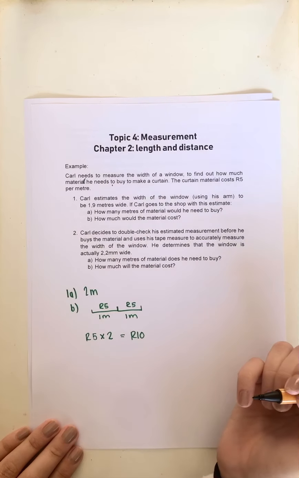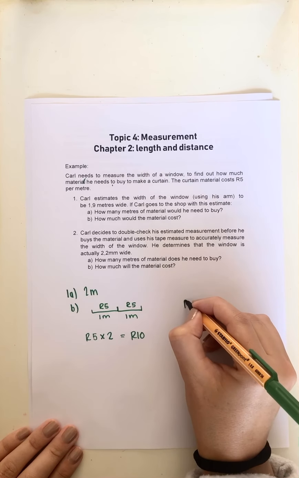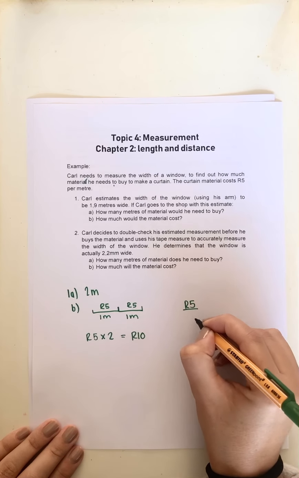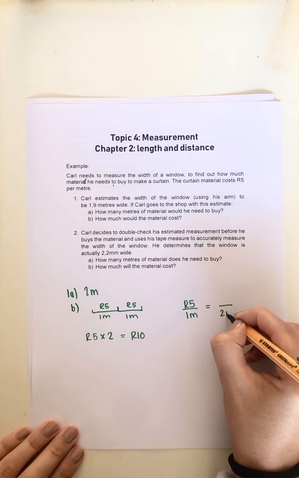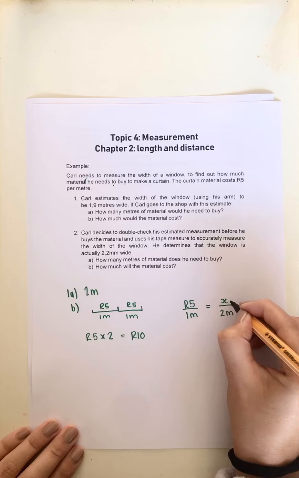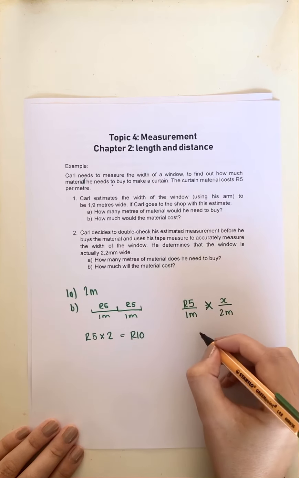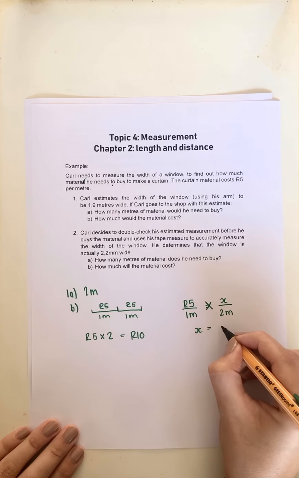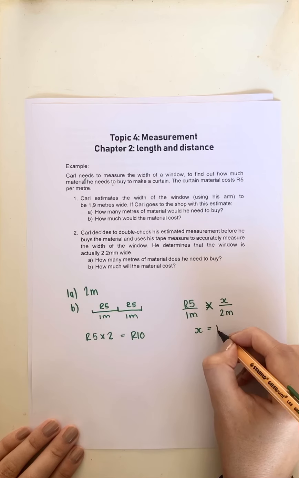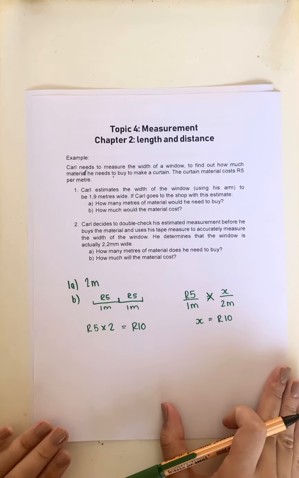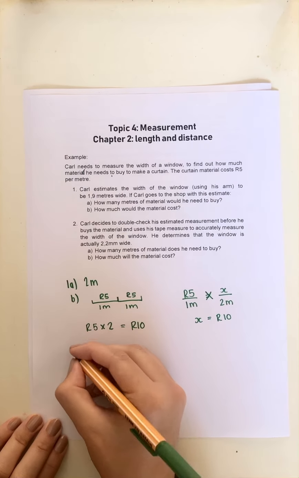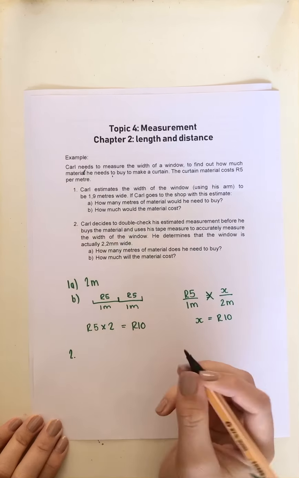You can also do it how you used to do rates, so it was 5 Rand per 1 meter. Okay, we need 2 meters, so how much money do we need? You can cross multiply, which will give you x is equal to 2 times 5, which is 10. Okay, so whichever way you find applicable.